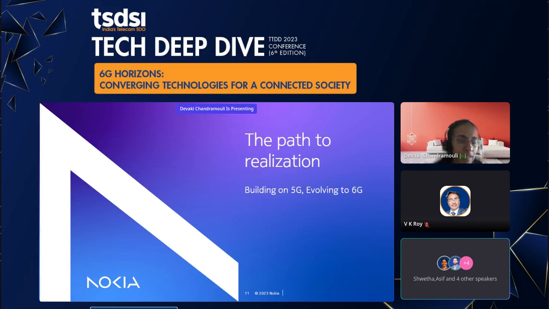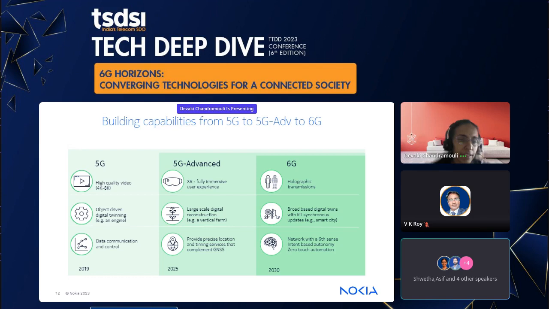Now, how do we actually realize these use cases and technologies with 5G and 6G? 5G Advanced is definitely the key stepping stone for 6G use cases and the capabilities that 6G can deliver. Taking the first example, high quality video. Video is a very known use case. We have been using video since 3G days. The improvement with video has been in the quality, like HD video, the performance, the way we consume it, and the amount of video we consume today. With 5G Advanced, we can already expect a fully immersive user experience, while 6G can take it to the next level with holographic transmission.